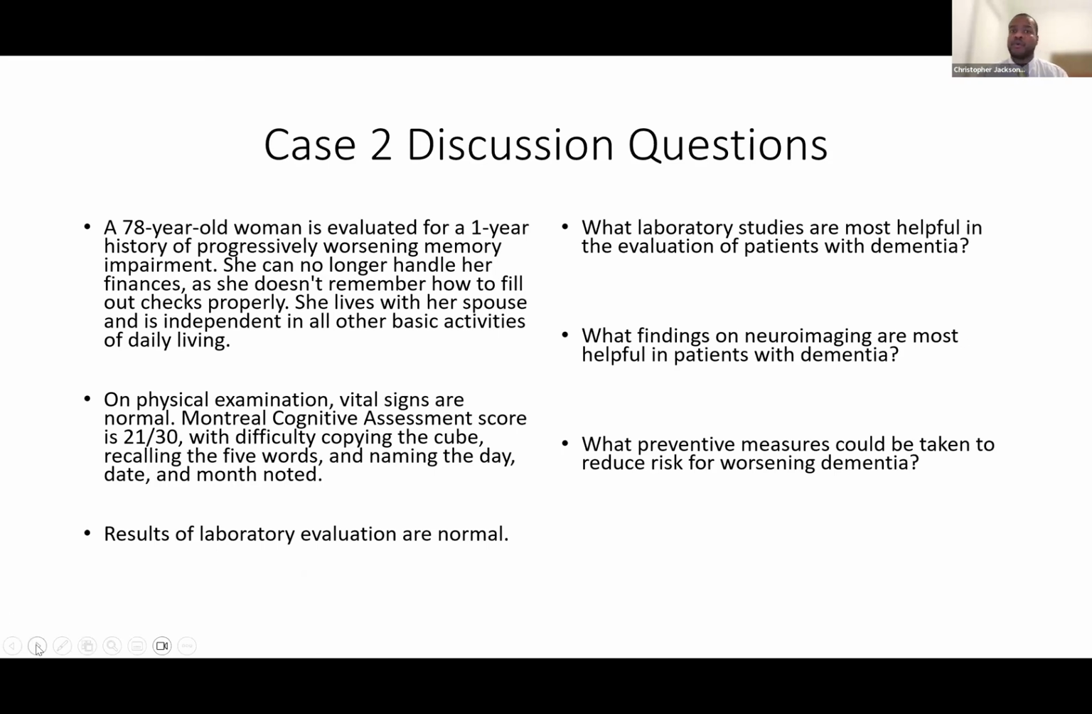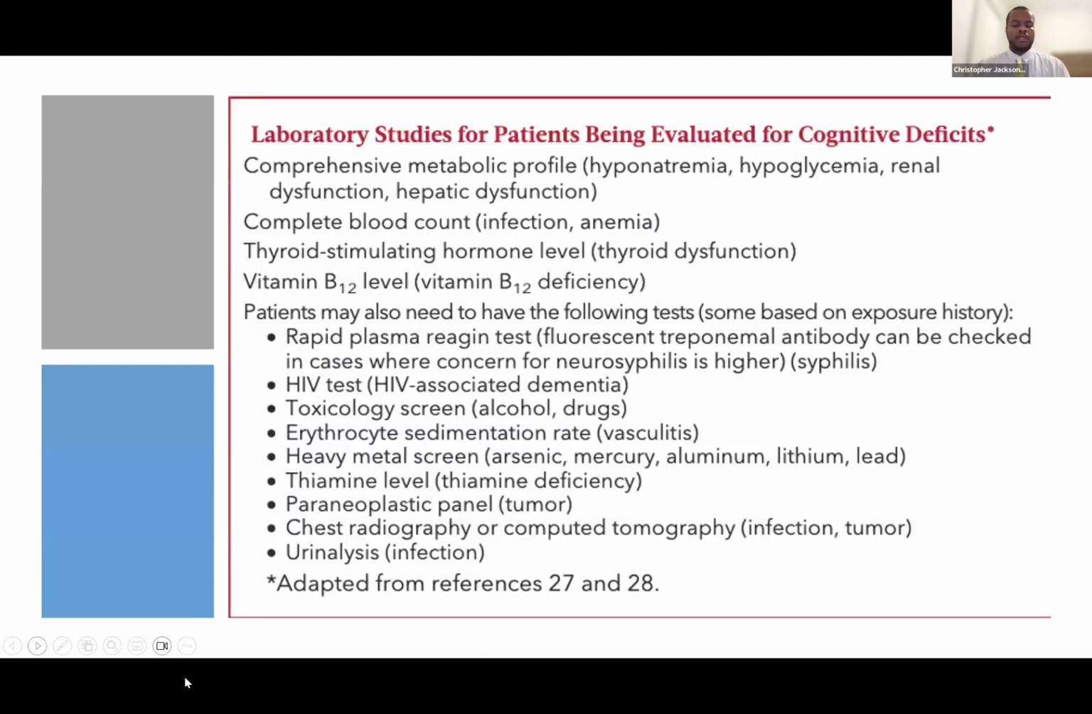So let me go forward with that a little bit. In any sort of cognitive impairment, there are a whole host of tests that you can take. This figure is taken from an Annals paper looking at dementia, and you can see there's a whole host of tests: CBC, TSH, vitamin B12, CMP, and then some additional tests based off exposure history.